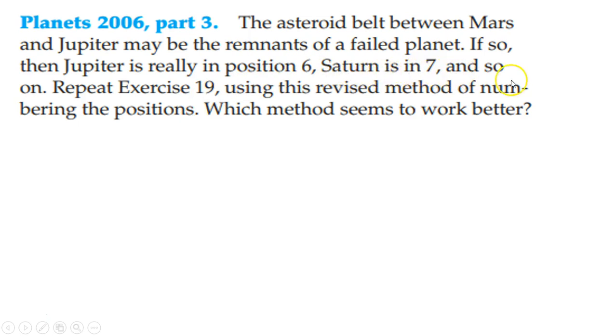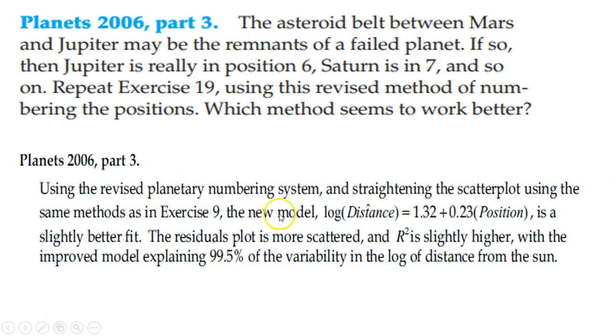Saturn is in position 7, right? And so on, and repeat exercise 19 using this revised method, meaning what if it's in different positions? So the point is using the revised planetary numbering system and straightening the scatter plot using the same methods as in exercise 9, if we log the distance, it is a slightly better fit. So what they're saying is there's an asteroid belt between Mars and Jupiter, and that may be the remnants of a failed planet, meaning it tried but it blew up. So there might have been a planet between Mars and Jupiter. So if so, then Jupiter is now pushed back one, Saturn is pushed back, and so on.